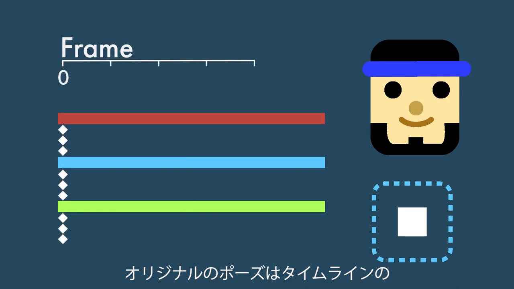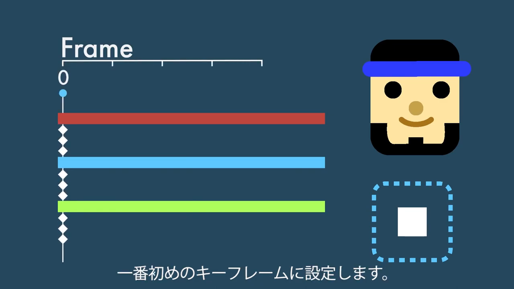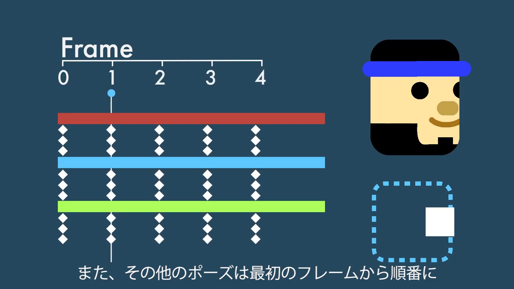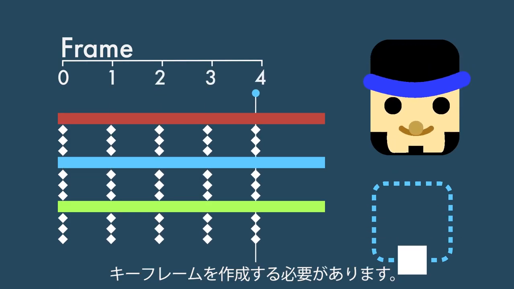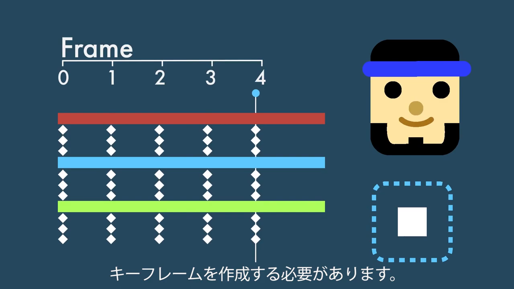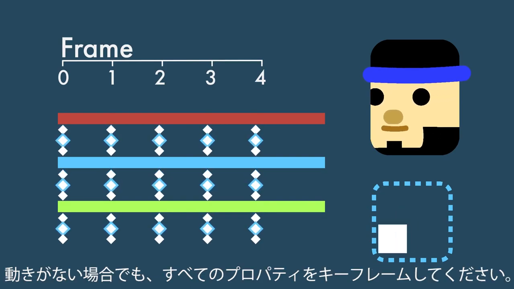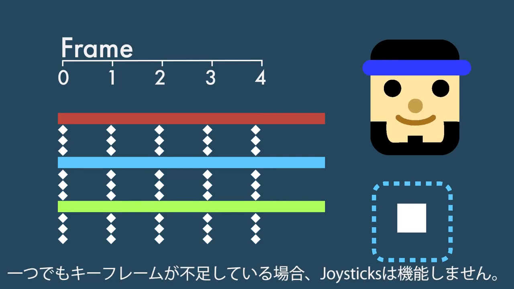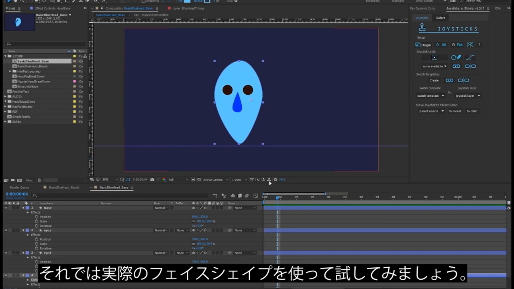To rig a joystick in After Effects, there are just a few rules. The origin pose must be set with keyframes on the very first frame of your timeline, and your extreme poses must live on each successive frame afterward with no empty frames in between. And any property that you would like to rig must have a keyframe for every pose, whether it changes in value or not.